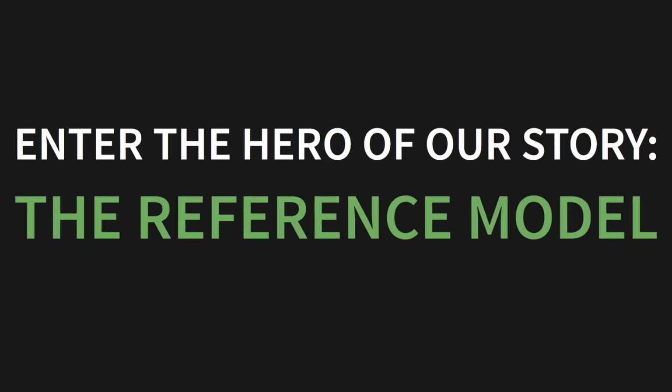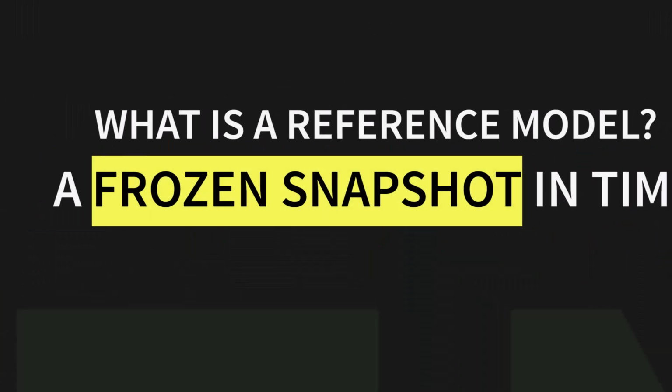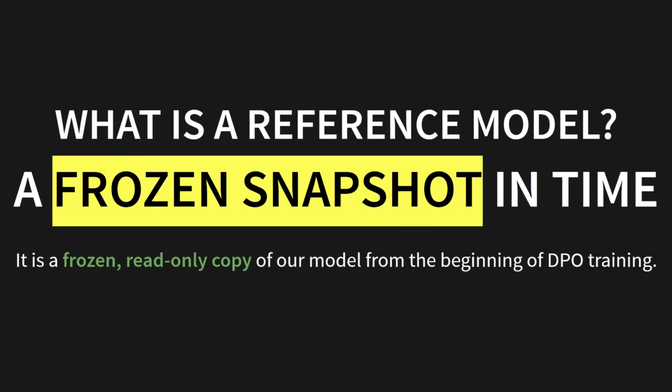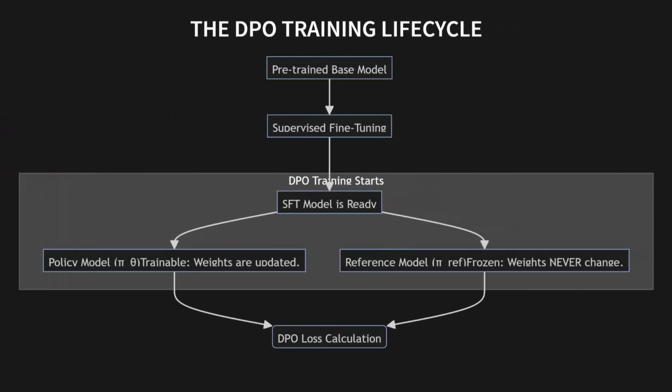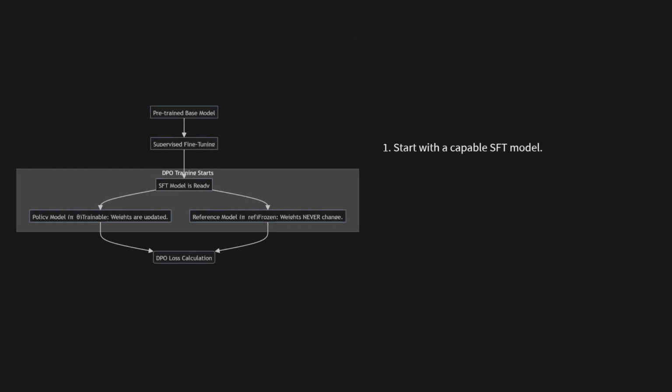Enter the hero of our story, the reference model. So, what is a reference model? Think of it as a frozen snapshot in time. It is a frozen, read-only copy of our model from the very beginning of DPO training. Okay, let's look at this diagram together to see how this works. This is the DPO training lifecycle. We start with a capable SFT model, right? The one we already fine-tuned.